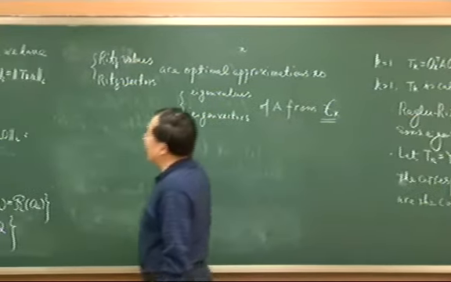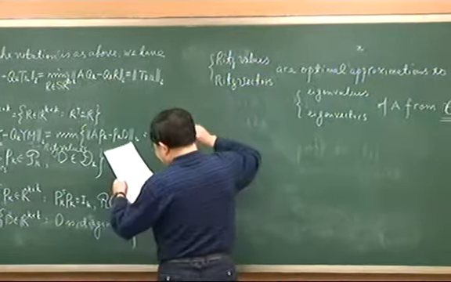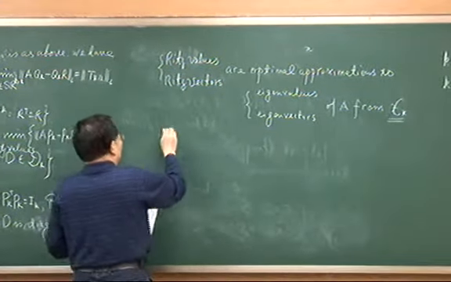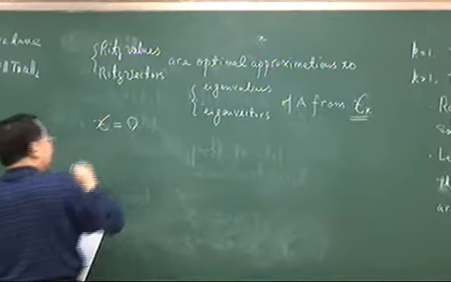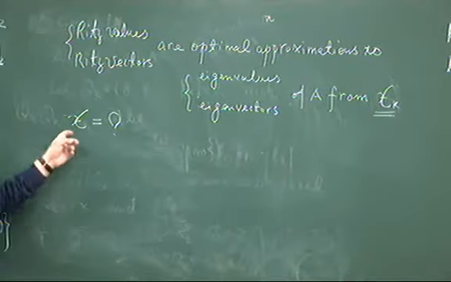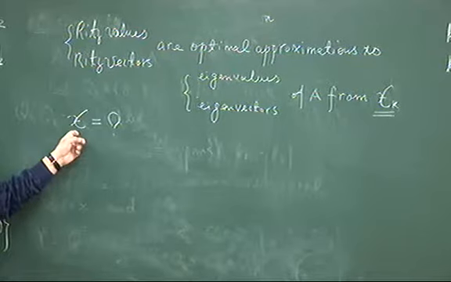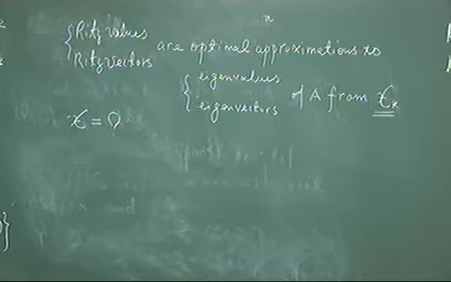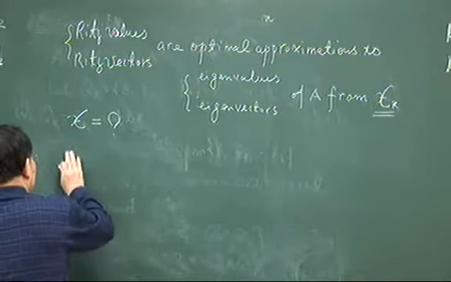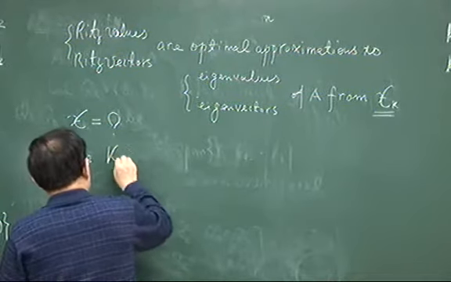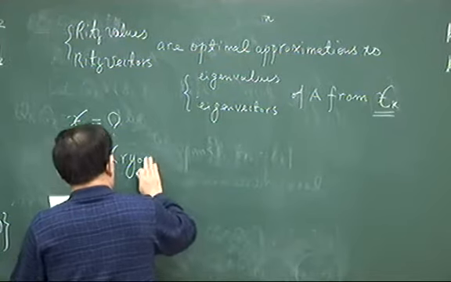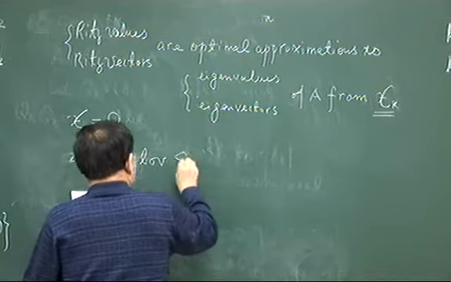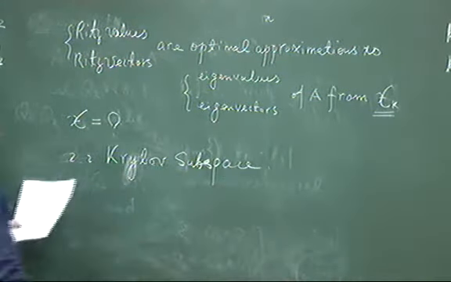If we want to use the Rayleigh-Ritz procedure, first we want to know how to select the subspace. Because the Rayleigh-Ritz method does not tell you what subspace can be used. If we know some subspace, we can do it that way, but if we don't know it, everything is nothing. So if we want to solve this problem, the second one is the Krylov subspace. This is the first.